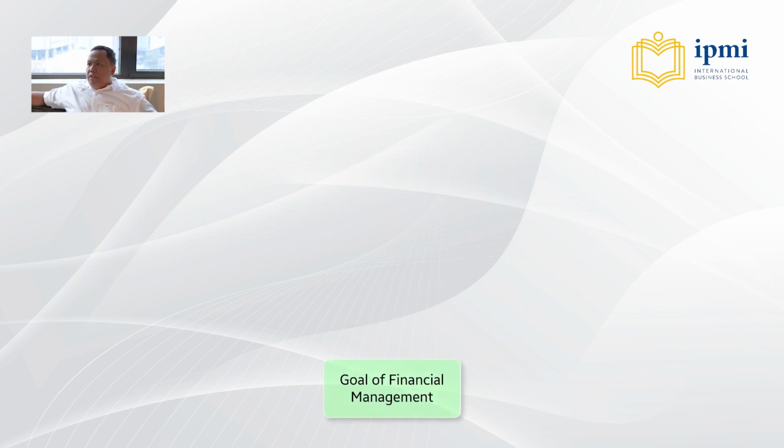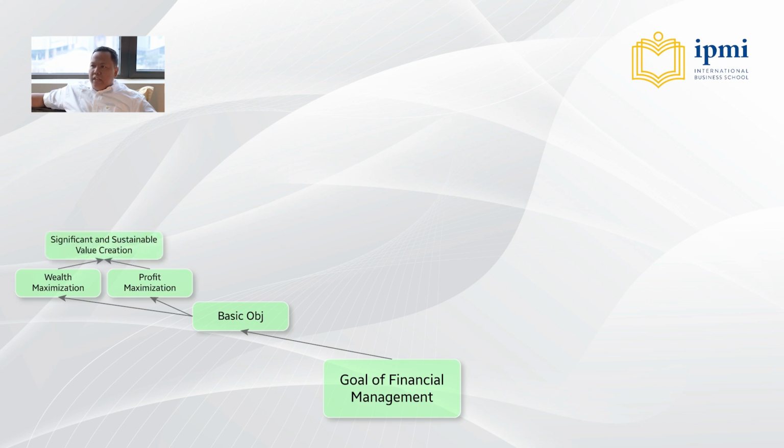For the goal of financial management, we have 4 different types of goals. First is the basic objective. The basic objective of financial management involves two things, which are wealth and profit: wealth maximization and profit maximization. Both will create significant and sustainable value creation.